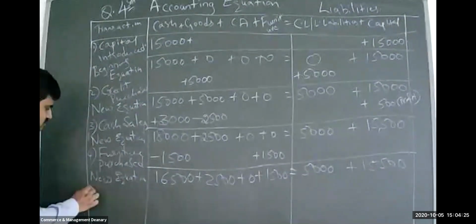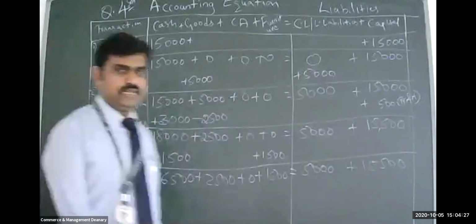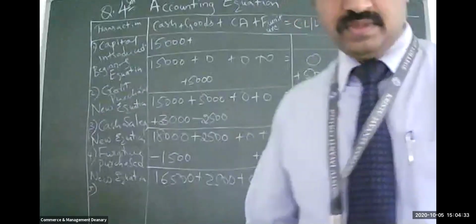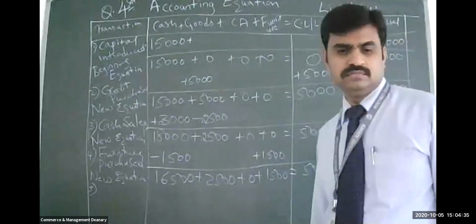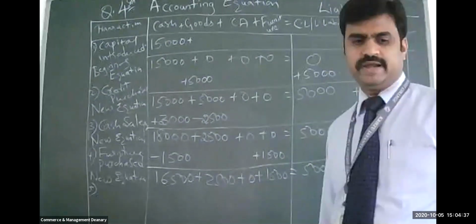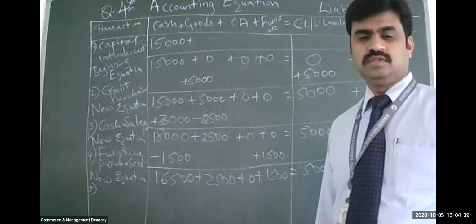What is the next transaction? Transaction number 5. Sold goods to Rakesh on credit. Okay. Costing price is 400 rupees, and selling price is how much? 500, sir. I think you have done this many times, right?